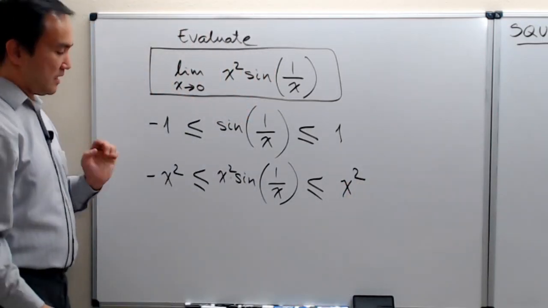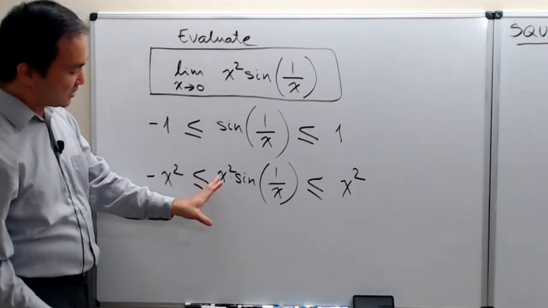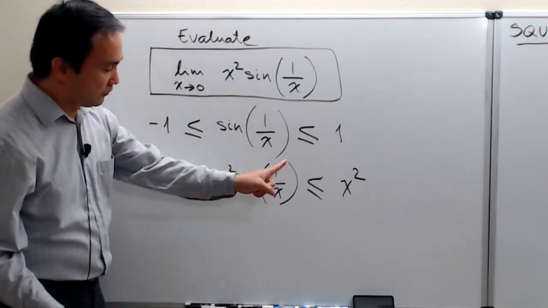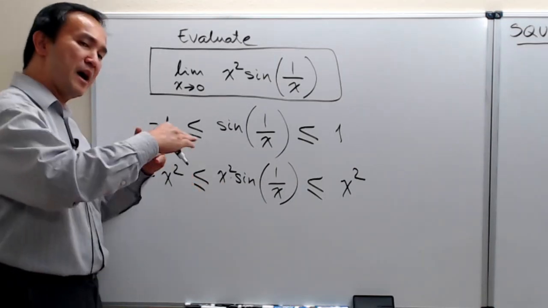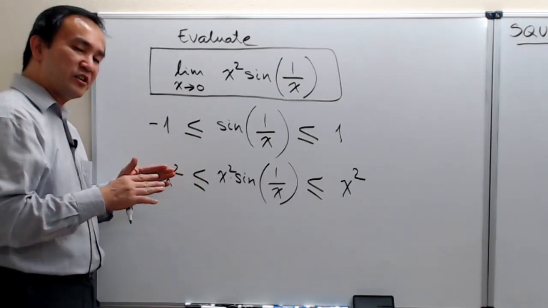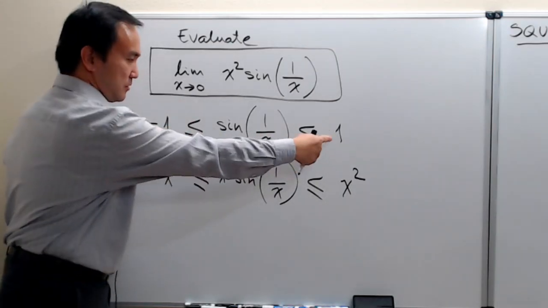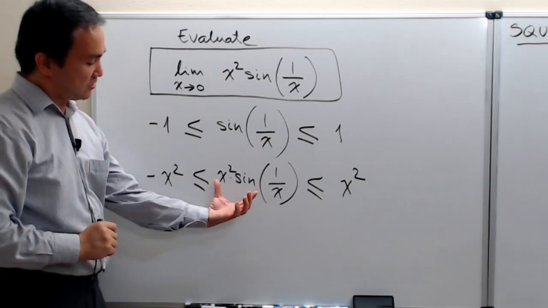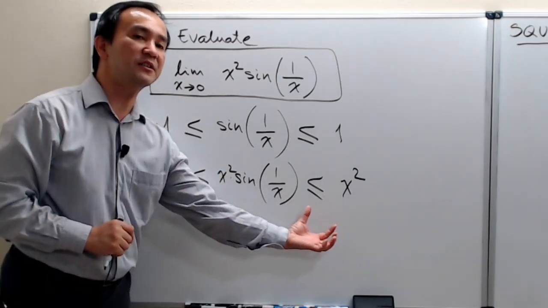So what I found out here is that my x squared times sine of 1 over x is being trapped between, I'm not saying bounds anymore, because bounds in usual math terms refer to fixed bounds with constants. Like this is a bound. This is a pair of bounds. But now I'm just simply saying that my function here is being trapped between two other functions.